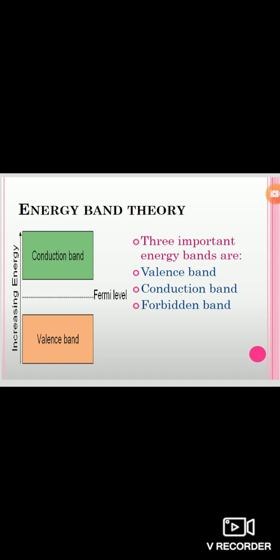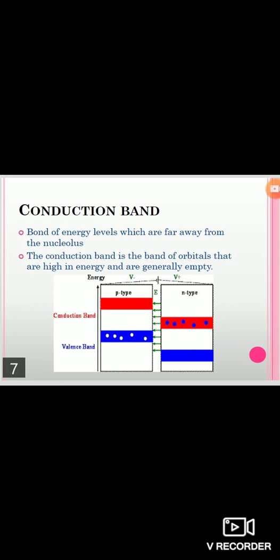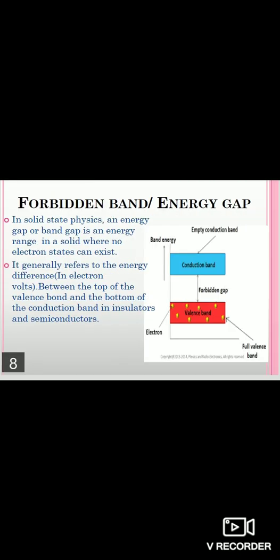In energy band theory, three important energy bands are the valence band, conduction band, and forbidden band. The valence band consists of energy levels which are closer to the nucleus. Second point, an electron in the valence band experiences a strong force of attraction from the nucleus. The conduction band consists of energy levels which are far away from the nucleus. The conduction band is the band of orbitals that are high in energy and are generally empty.